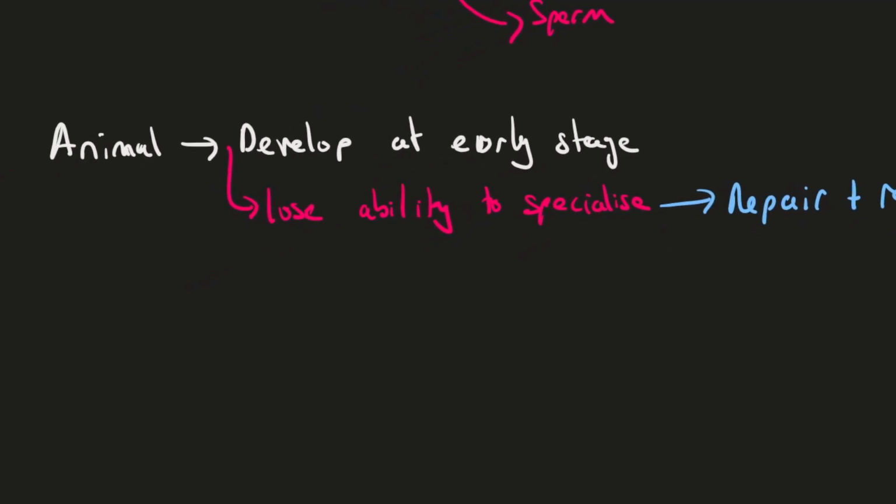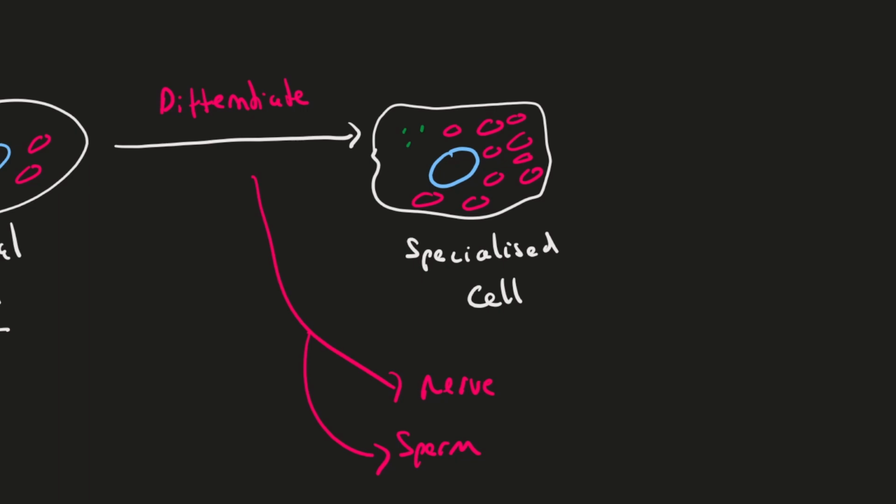For plant cells, this actually doesn't apply. And so for plant cells, we can say that they retain the ability to specialize throughout their life. And that's why you can essentially take a cutting from a tree and plant it, and it will grow into a whole new tree because it can specialize into the different cells that it needs. It's limited for animal cells, it's less limited for plant cells.